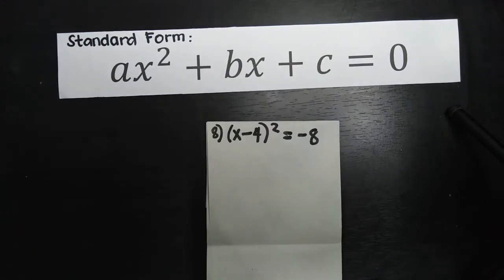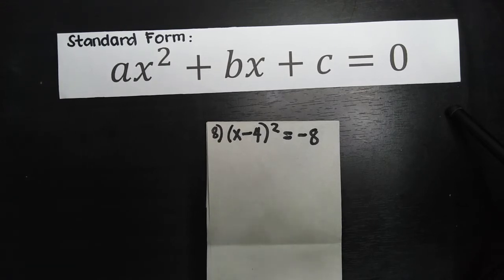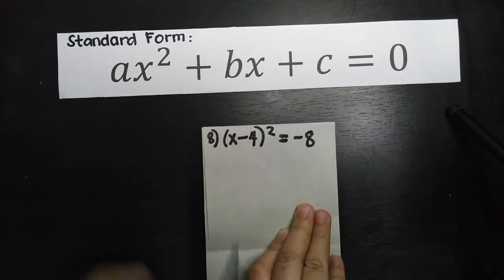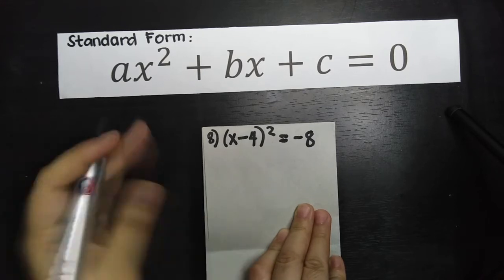And now we are down to our last example before we do our evaluation. So, example number 8 gives us the square of the quantity x minus 4 equals negative 8. So, hindi pa natin makikita kaagad, di ba? Kasi hindi nga siya in standard form. Now, balikan natin yung natutunan natin sa grade 8. May shortcut dito, but let's not do the shortcut here first, okay? So, hindi na muna tayo magsa-shortcut.